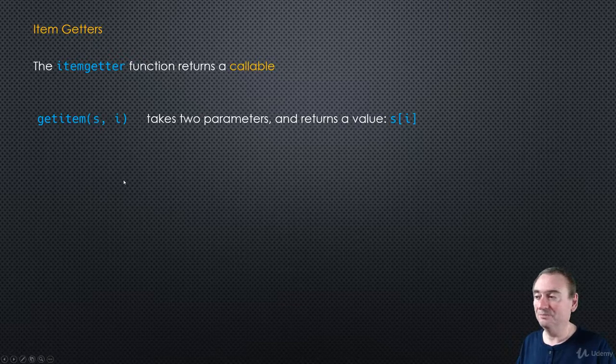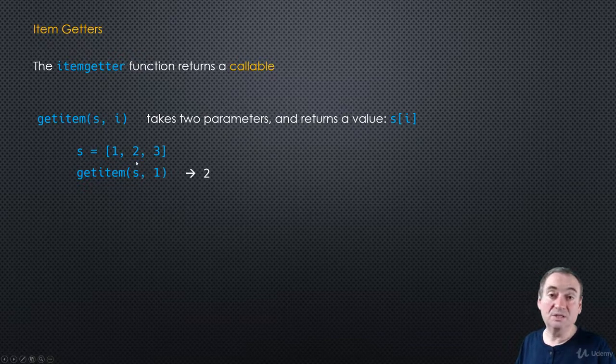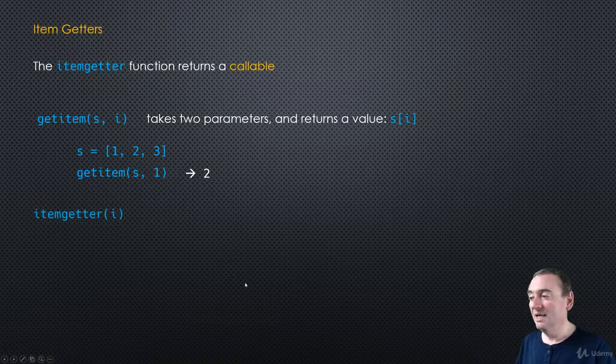It returns the value. So if we take s equal to 1, 2, 3, we can say get item s comma 1. What is that going to return? That's going to return 2, right? The value at index 1. Now, item getter, on the other hand, you don't pass in the sequence. You just pass in the index that you're interested in. And what it does, essentially, think of it as a partial function. Get item needs two things. It needs the sequence and it needs the index. Here, we're essentially creating a partial function that only takes the index.